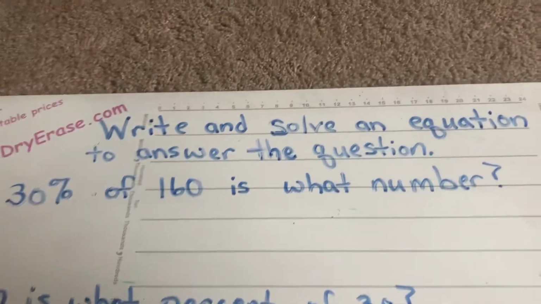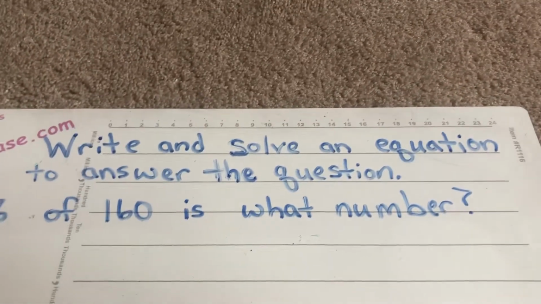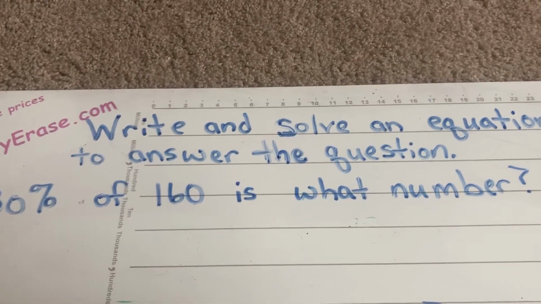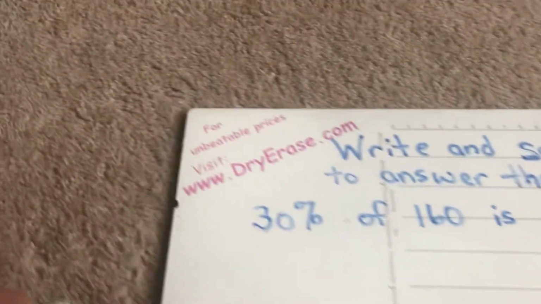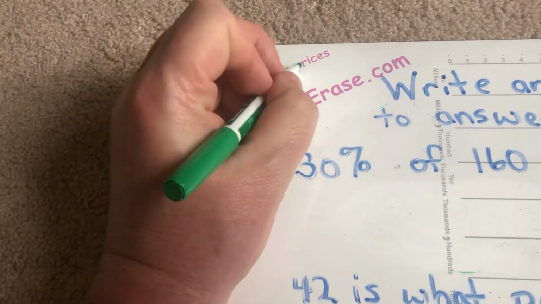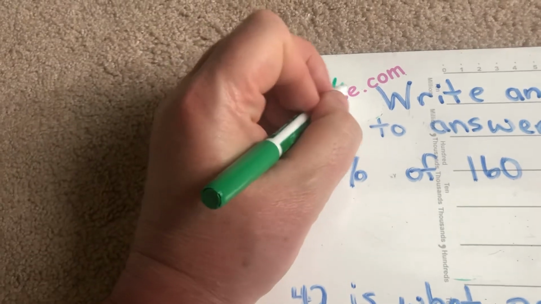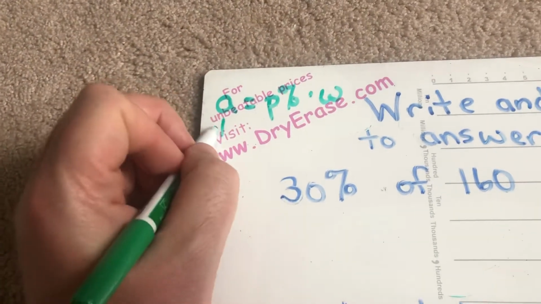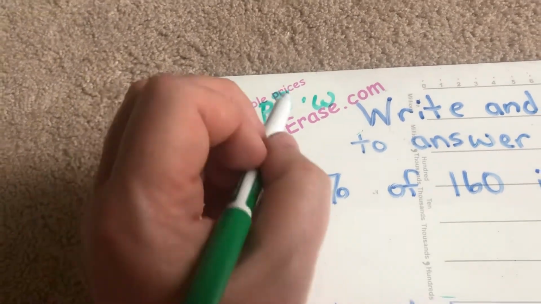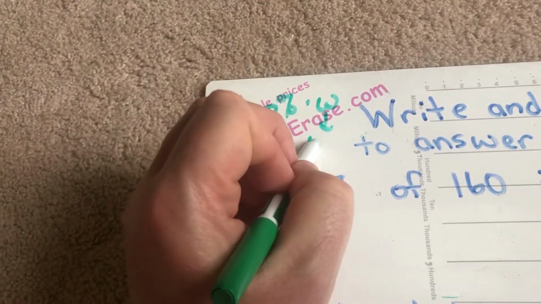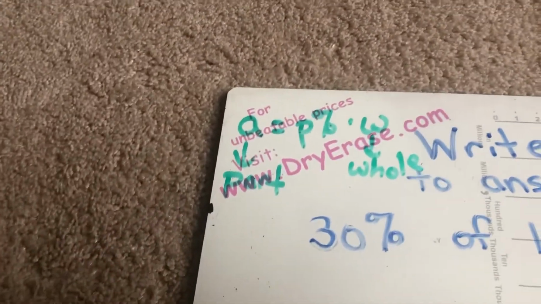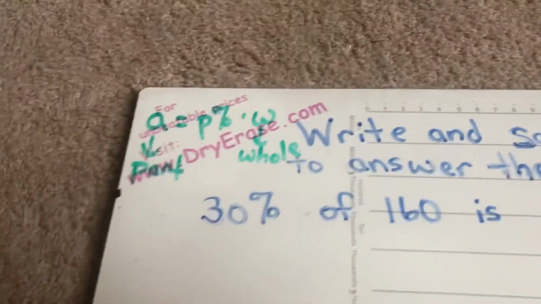All right, seventh grade, we are continuing right along here. It says write and solve an equation to answer the question. Now, a formula that I want you to be aware of is A equals percent times W. A is part of the whole, P is the percent, W is the whole group.